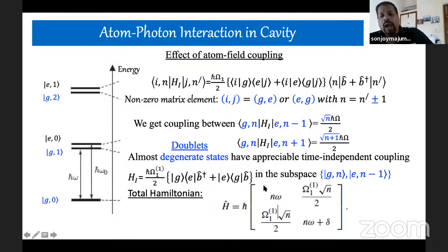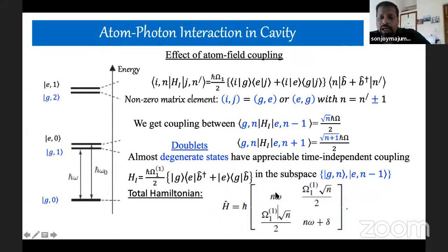And the coupling term will give the non-diagonal terms, that is coming from this coupling strength, square root of n ħΩ by 2. Just don't bother about that superscript. So that you get for this Hamiltonian. So I believe you have understood the formation of the matrix of the Hamiltonian in this space.